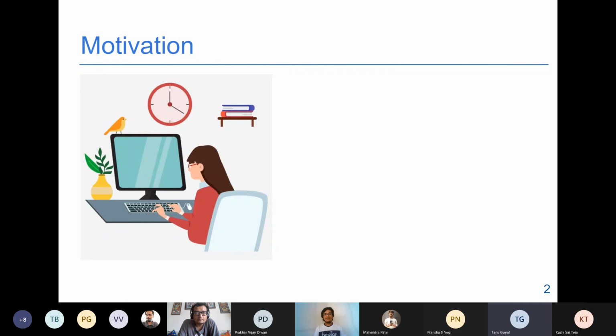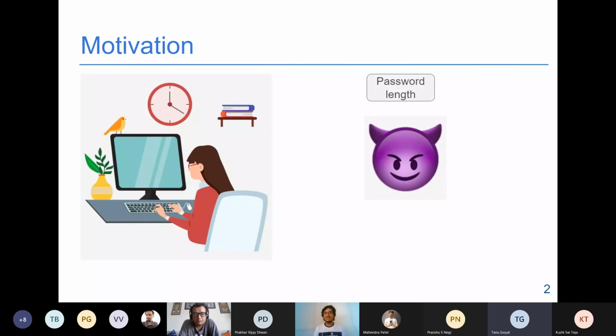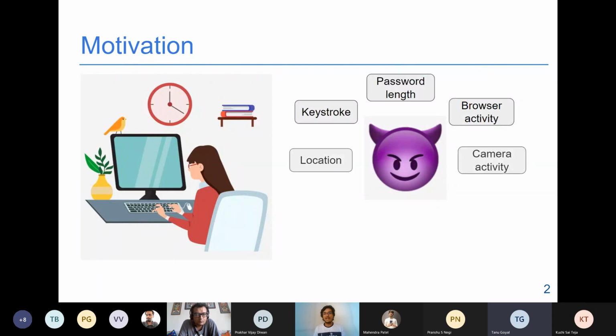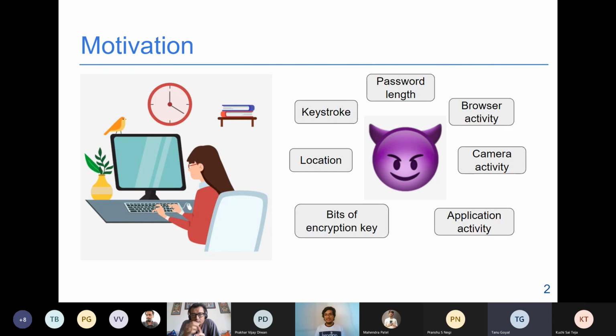Imagine that Alice is using a computer and Eve is an evil attacker who can track the power consumption of Alice's computer. Just by measuring power, Eve can recover sensitive data like password length, keystroke, browser activity, camera activity, location, bits of encryption keys, and application activity. So this is dangerous, right?